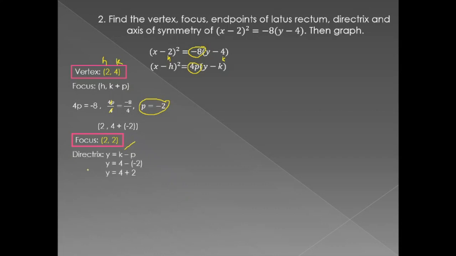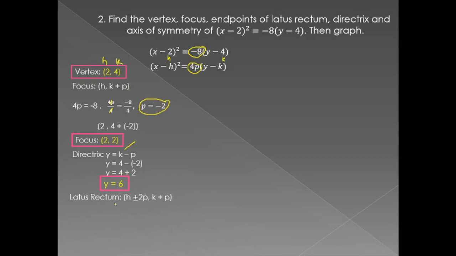Next, for the directrix, our equation is y is equal to k minus p. So again, substitution lang. So, for k, we have 4. Ayan, minus p, negative 2. So, magiging addition na siya kasi negative times negative is positive. And for directrix, we have y is equal to 6.